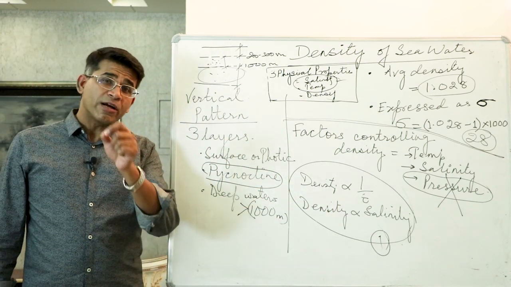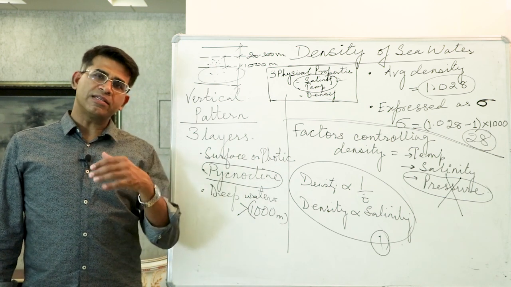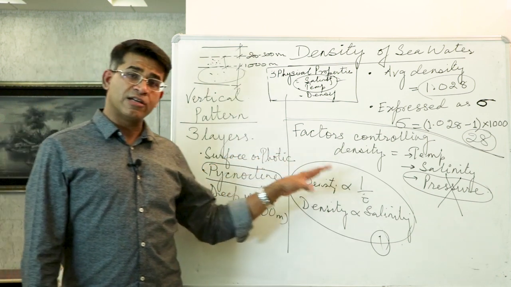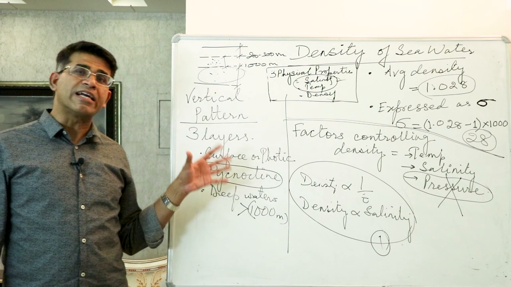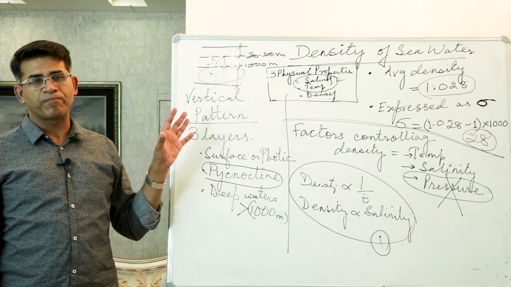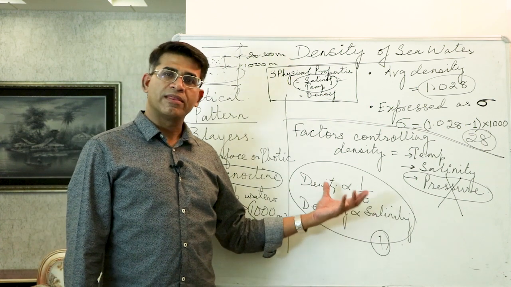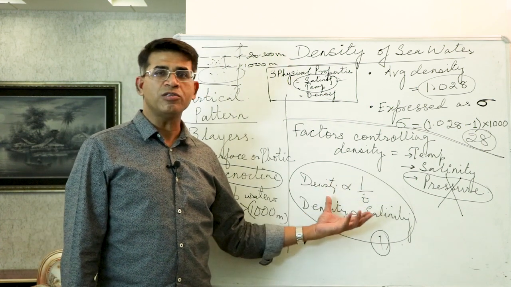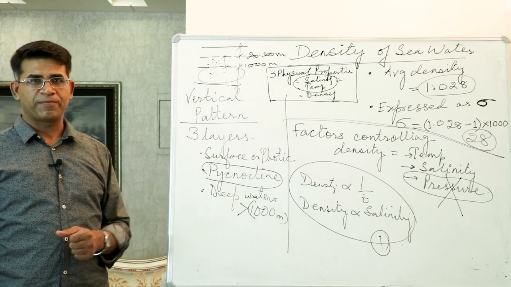So you could attempt a question which would be worded like, discuss the factors controlling density of ocean waters and what is the vertical pattern of density. I repeat, what are the factors controlling the density patterns of the oceans, and discuss the vertical pattern of density. Thank you.